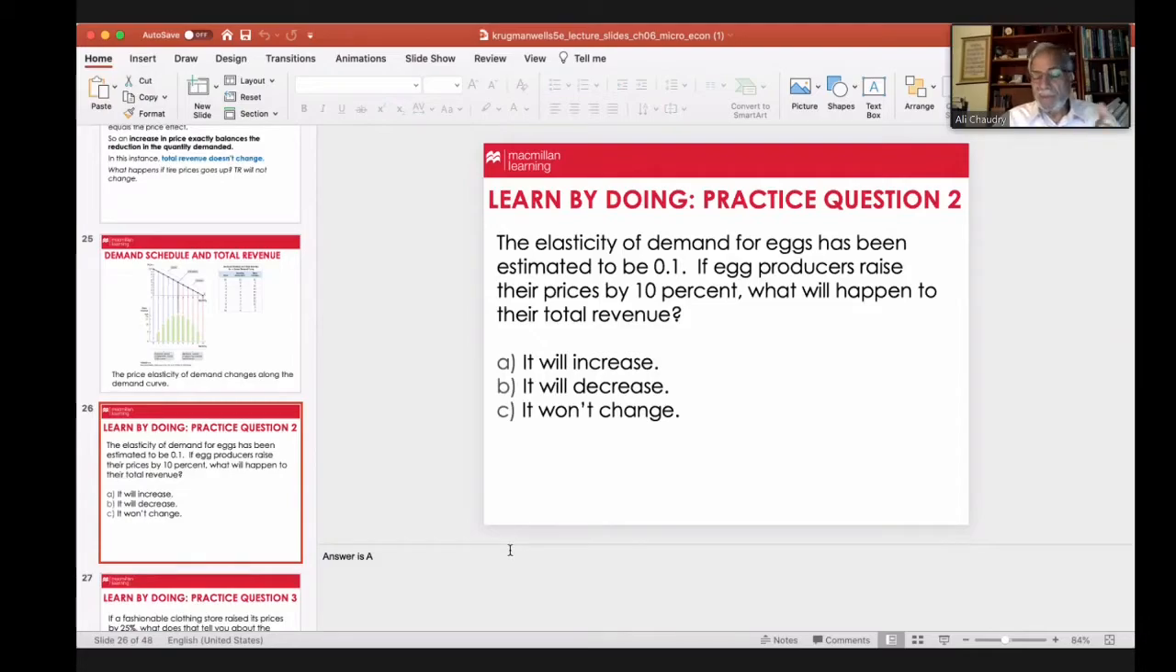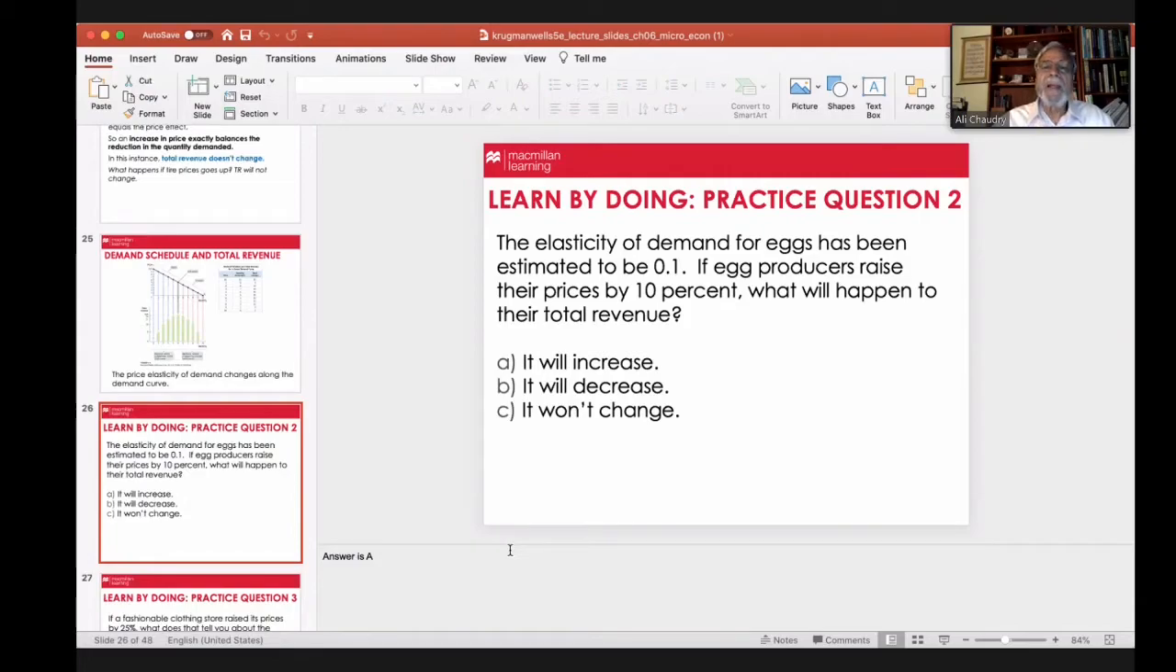That is, the elasticity has three cases: less than 1, equal to 1, or greater than 1. If it's less than 1, it's inelastic. Equal to 1 is unitary elastic. Greater than 1, it's elastic. So we want to know what is the effect on revenue.